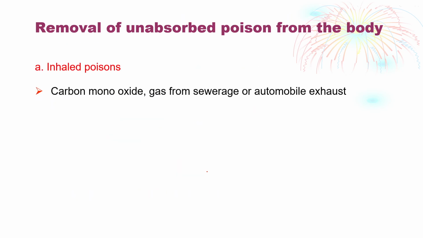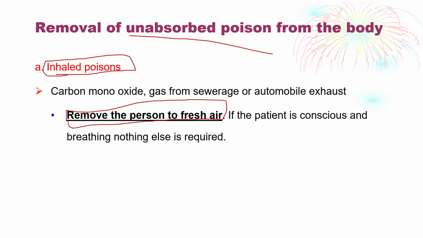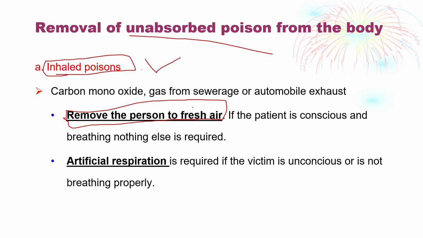So how am I going to remove the unabsorbed poisons? First of all, if the poison is inhaled, what will be my target goal? My target goal is to move the person to fresh air, because if you start resuscitating him in the specific area where the poison is present in quite an amount, it is dangerous for the doctor as well as for the patient. So first remove the person to fresh air, and after that artificial respiration is extremely important in inhaled poisons.